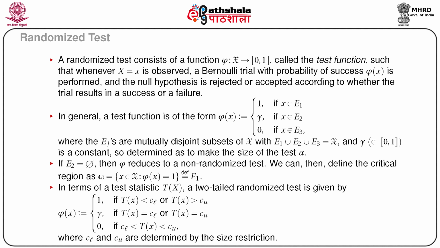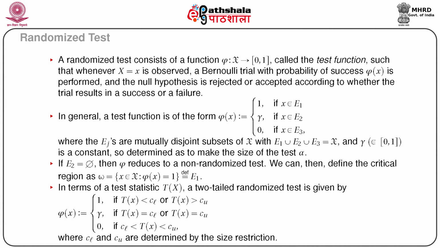Note that a non-randomized test can be looked upon as a special case of a randomized test, because in case of a non-randomized test, omega is equal to the set of all x for which phi(x) equals 1. This is the critical region, and script X minus omega is the set of all x for which phi(x) equals 0. Therefore, in case of a non-randomized test, the function phi(x) can take either the value 0 or the value 1. In general, a randomized test is of the following form.